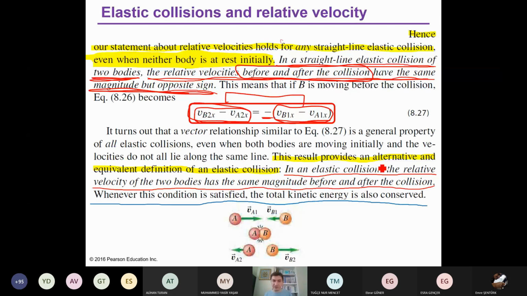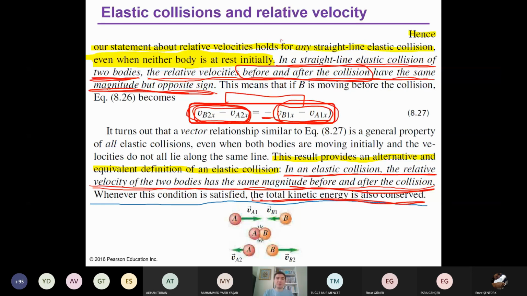In an elastic collision, the relative velocity of two bodies has the same magnitude before and after the collision. Don't forget this one. So what do you see here? If the relative velocities are the same before and after the collision, then you can consider that the total kinetic energy is conserved. Indeed, in elastic collisions, total kinetic energy before the collision and after the collision is same.